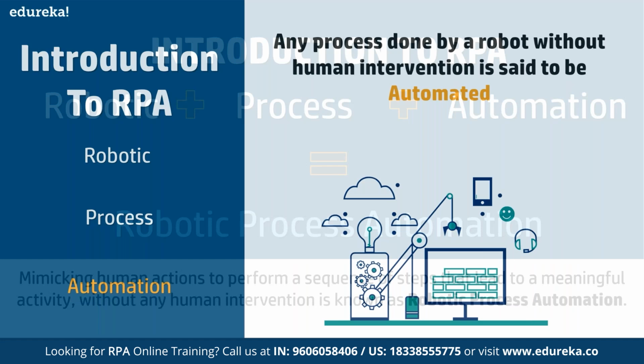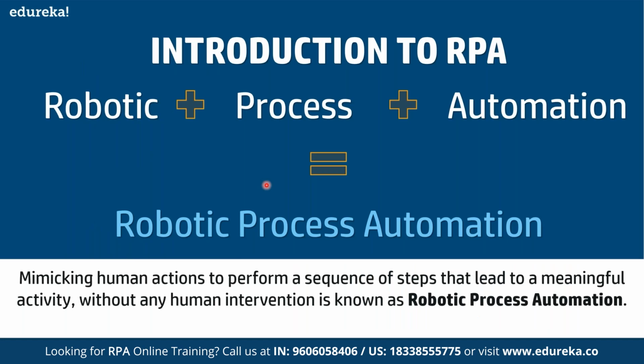So in RPA, using software components, the software is able to mimic human actions, and using those human actions we are able to perform automation without requiring any human intervention. So this is what RPA is in all. This is how we work with robotic process automation.